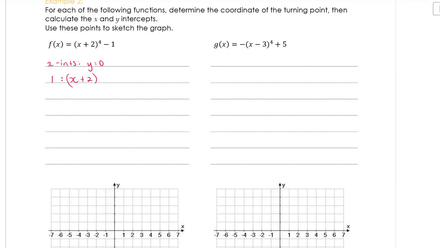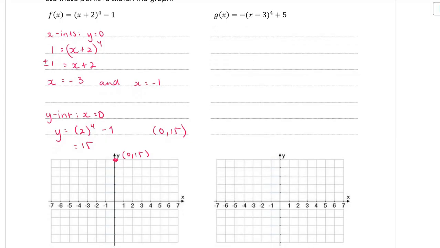I've got 1 is equal to (x plus 2) to the power of 4. That's going to give me positive or negative 1 being equal to x plus 2. So I've got x equals negative 3 and x equals negative 1 as my solution there. And then for my y-intercept, if I make x equals 0, I'm going to end up with y equals 2 to the power of 4 minus 1, which is 15. So I've got a y-intercept here at (0, 15).